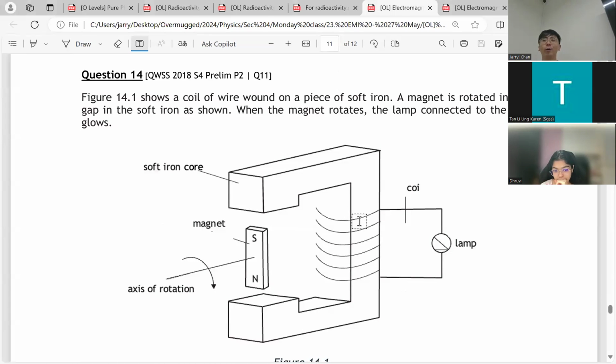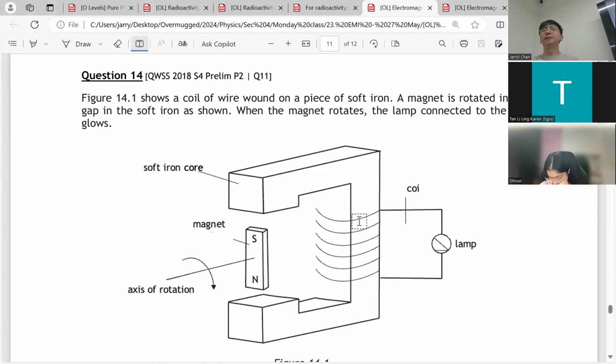To recap a little on what we need to do for EMI: when do I need to use the left or right hand? When do I use the left hand, Charlie? When I have what and what, then I use the left hand?